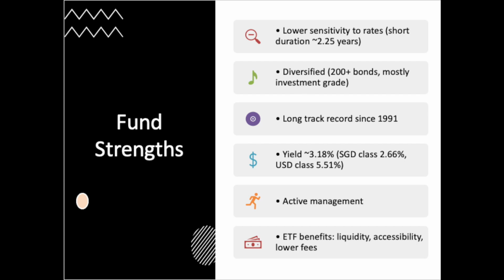Third, there's a long track record for the underlying strategy. The fund itself, the underlying unit trust, started way back in 1991. And apparently it delivered positive returns every calendar year since 2012, except during those sharp global rate hikes we mentioned. That's quite a history. What about yield?